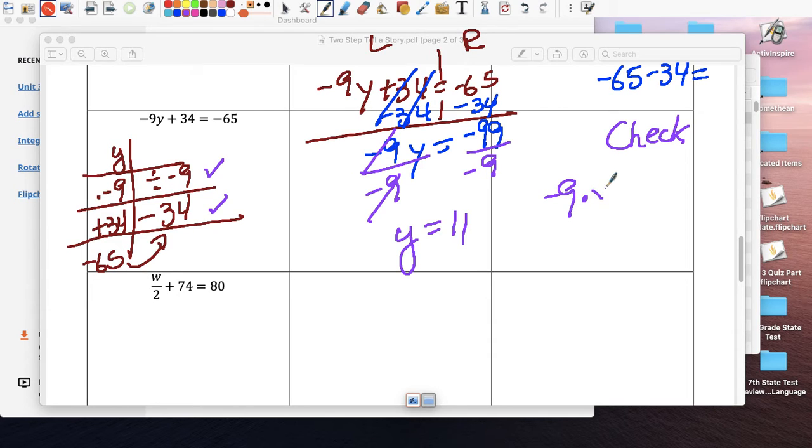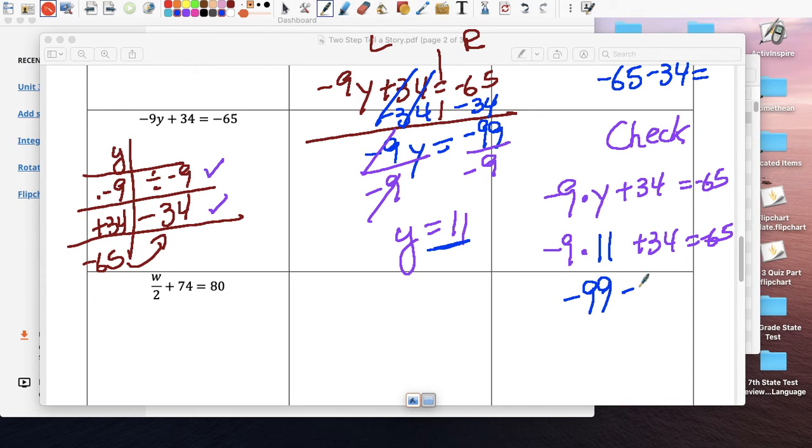Negative 9 times y plus 34 equals negative 65. And here, we change the y with 11. So we put 11 over here. Negative 9 times 11 is negative 99. And then we do plus 34 equals negative 65. Well, on the right side, we know it's already negative 65. So combine these two. Negative 99 plus 34, are they friends? No. Who's going to win? The negatives. Why? Because they have more. How many more? 65. Okay.